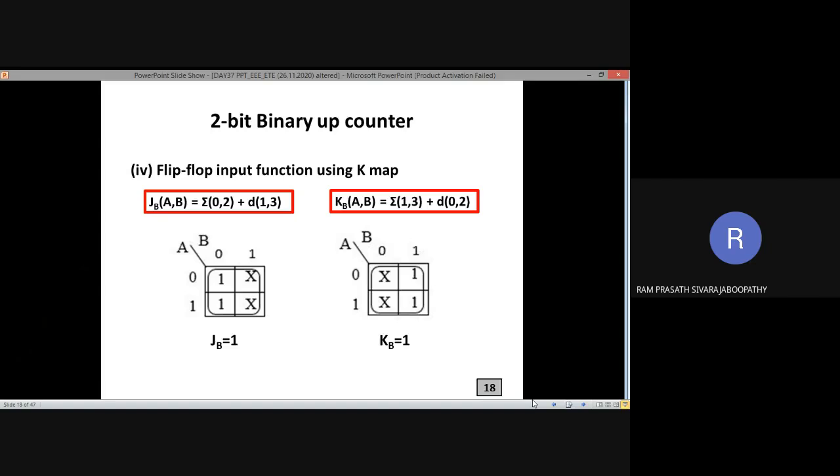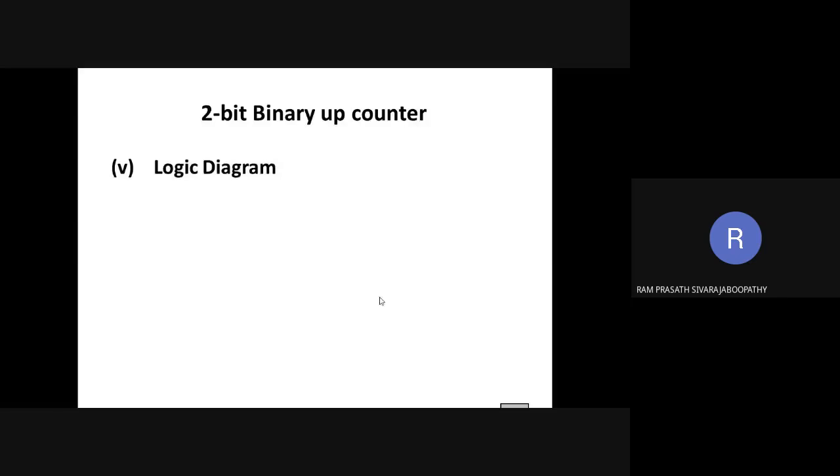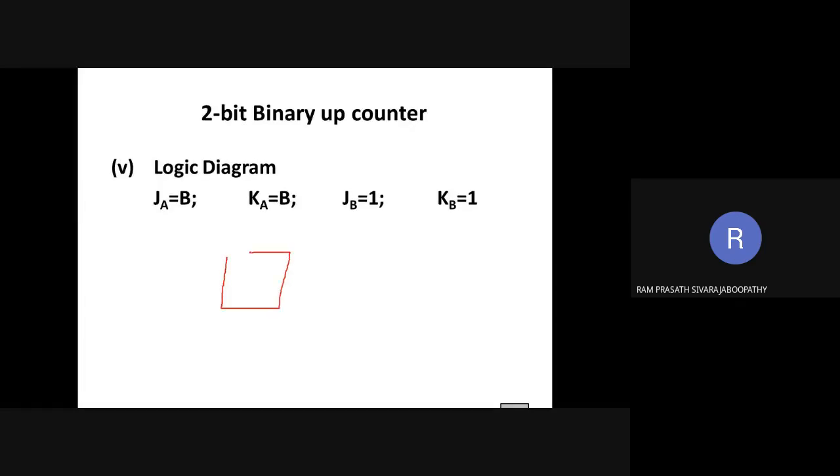So as there are don't cares, for maximum grouping we group 4 cells. So we will be having JB equal to 1, KB equal to 1. That's all. So what about the circuit we have to draw? We are having 2 flip-flops, A and B. I am drawing 2 flip-flops.